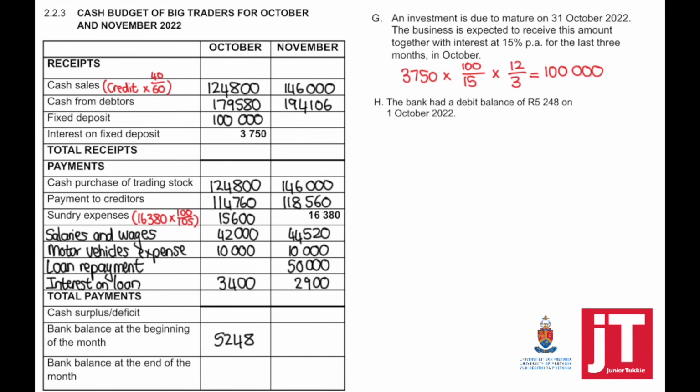Next step, add the total receipts, then the total payments. Total receipts minus total payments equals cash surplus or deficit. If the total receipts exceeds the total payments, it means that we made a surplus. Plus the opening balance equals the bank balance at the end of the month. Closing balance at the end of this month is my opening balance the following month.